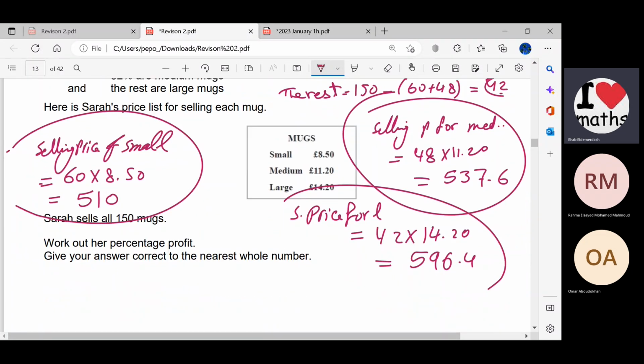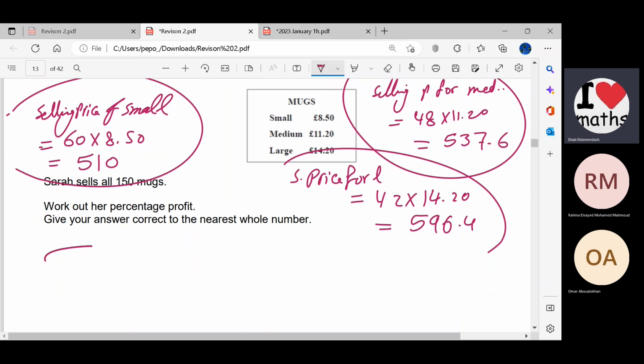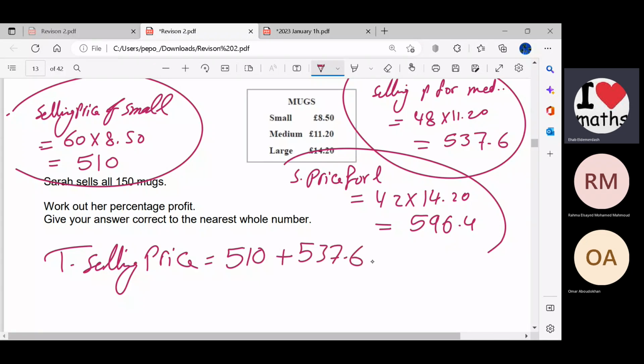Now she sells all of the 150 mugs. Let's go for the total selling price. What's your opinion? The total selling price is 510 plus 537.6 plus 596.4. What was the total selling price?